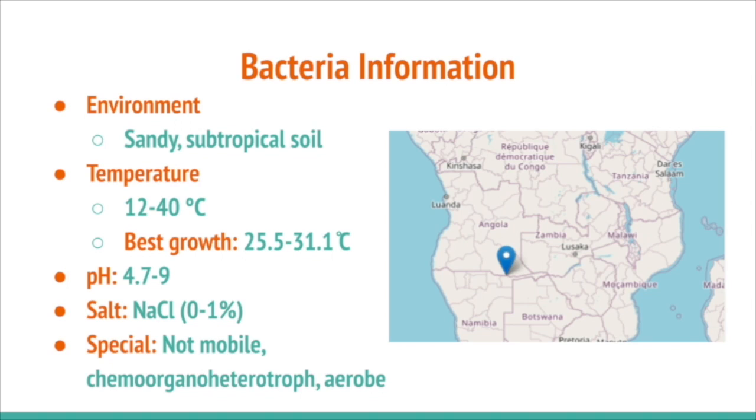The pH of this bacteria ranges from 4.7 to 9 on the pH scale. The bacteria can vary in terms of being acidic and slightly basic. This is because 4.7 is below the neutral line of 7, which makes it acidic, and 9 is above it, which makes it slightly basic.